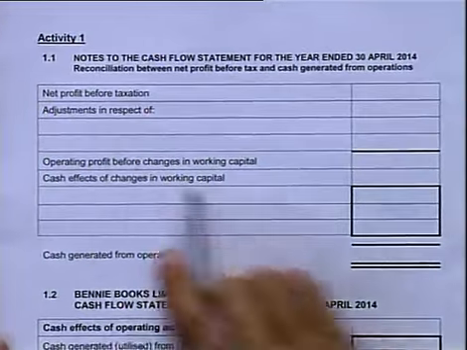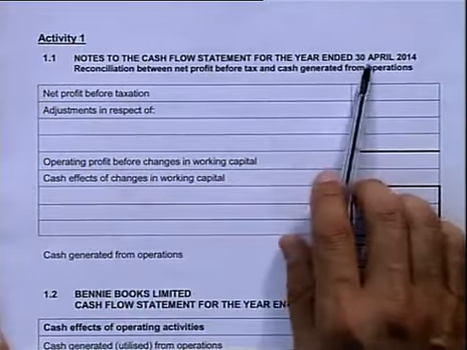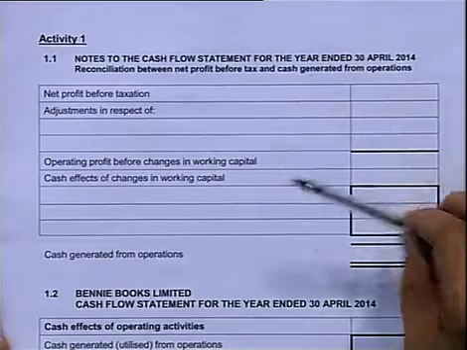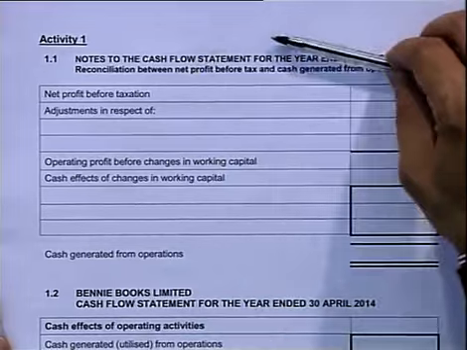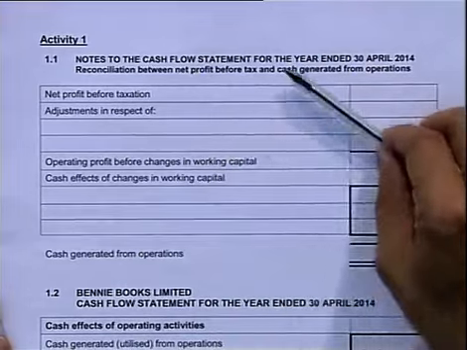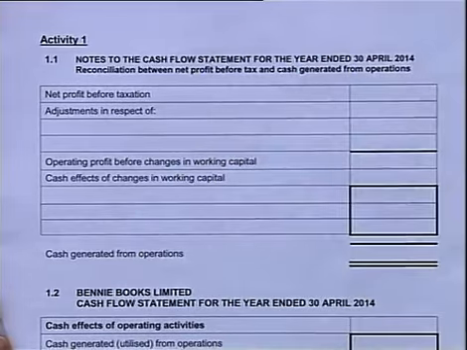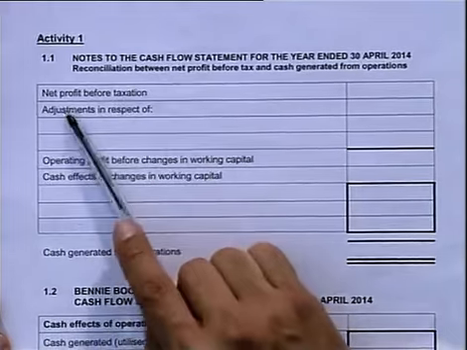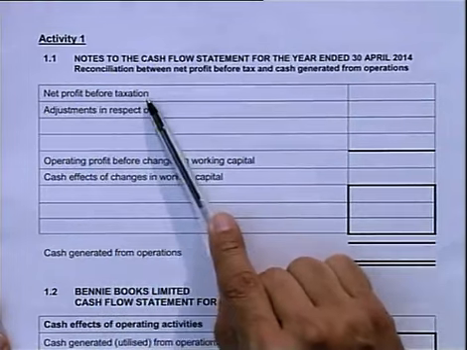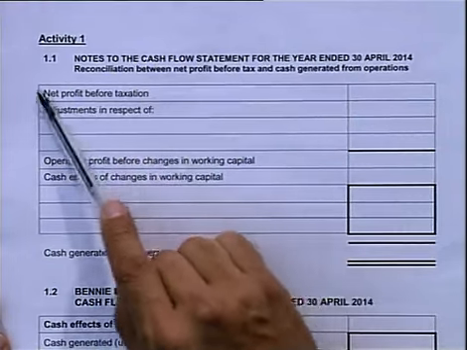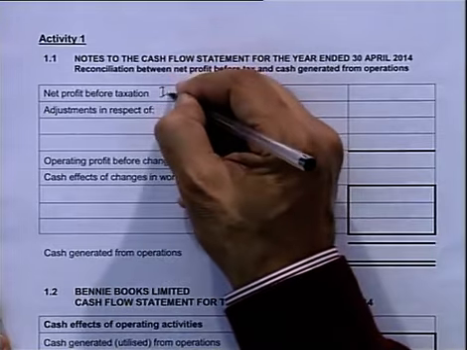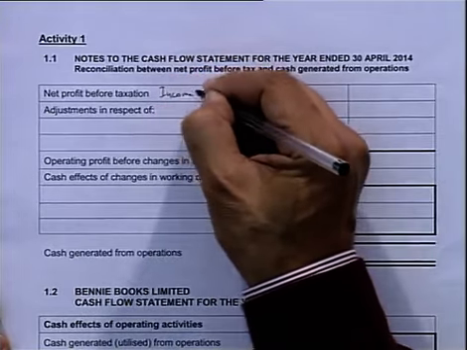So there we go. Here we have the notes to the cash flow statement, which is generally the first note for the cash flow, and they'll always be asking you that, either to draw it up from scratch or partially complete it, and then you will just have to fill in. Very simple. The very first line, it says net profit before taxation. So the net profit before tax, that information you will find in your income statement.